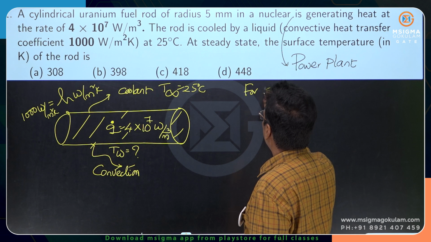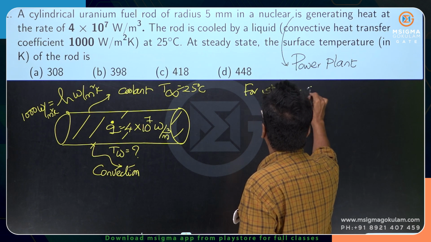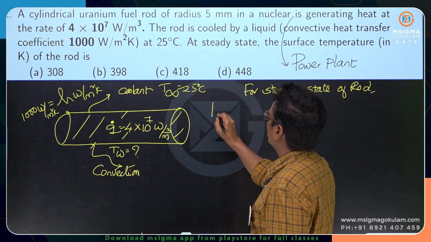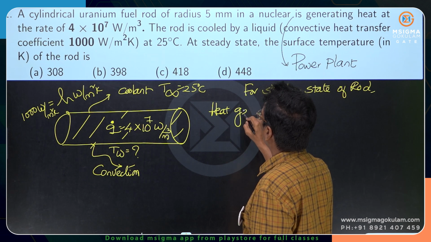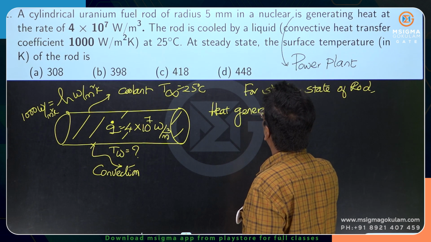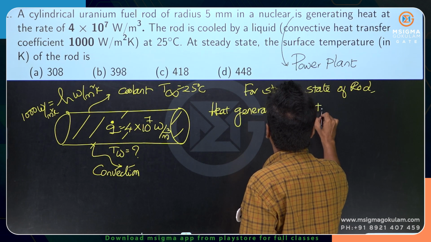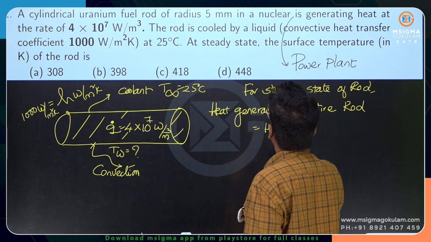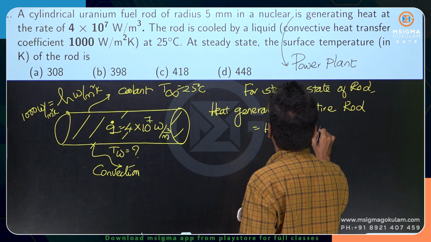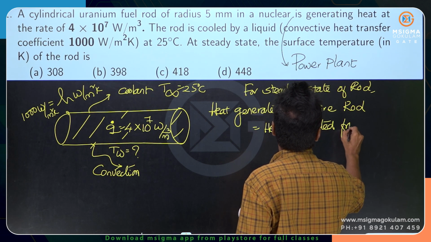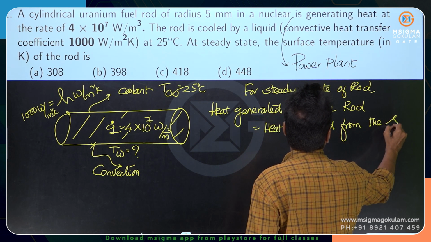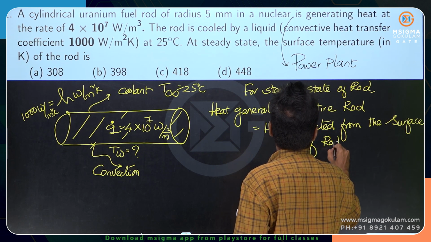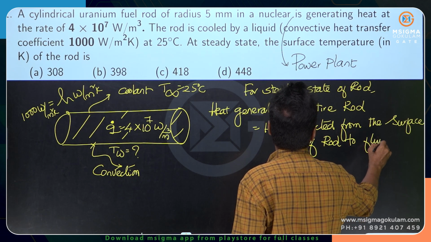For steady state of the rod, heat generated in the entire rod is equal to heat convected from the surface of the rod to the fluid. This is the energy balance for steady state.